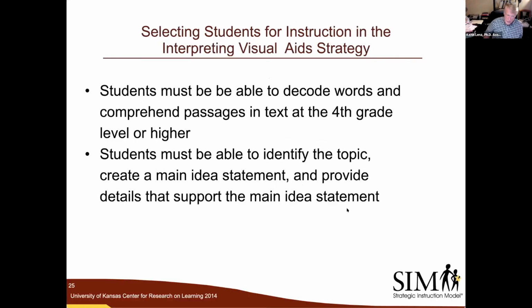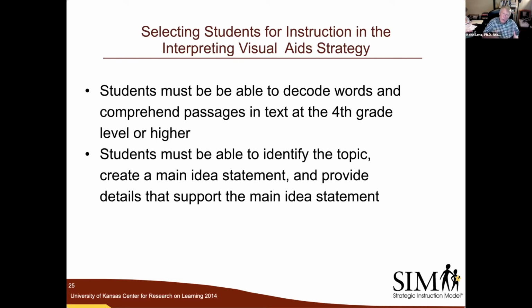Who should learn this strategy? Students must be able to decode words and comprehend passages in text at the 4th grade level or higher. Now if they are using textbooks that are at a 3rd grade level, and they're reading at 3rd grade level, and those textbooks have visuals or graphics, you can teach those at that controlled level. You're just not going to move them up to more difficult text. You're going to be using the text that they are working on and that they're reading at. So you're just not going to move up towards higher grade levels.